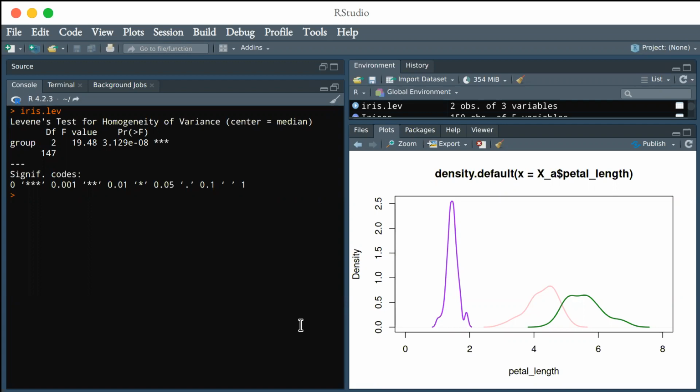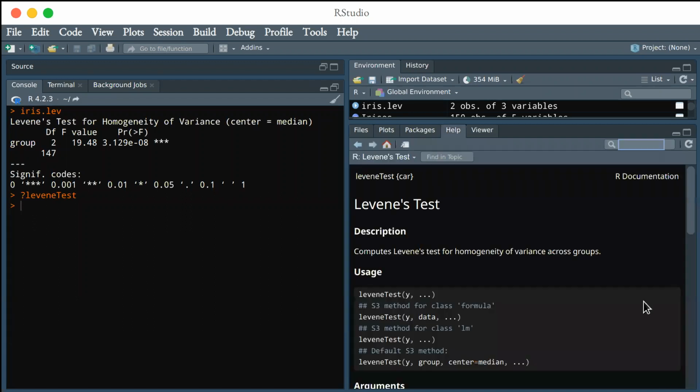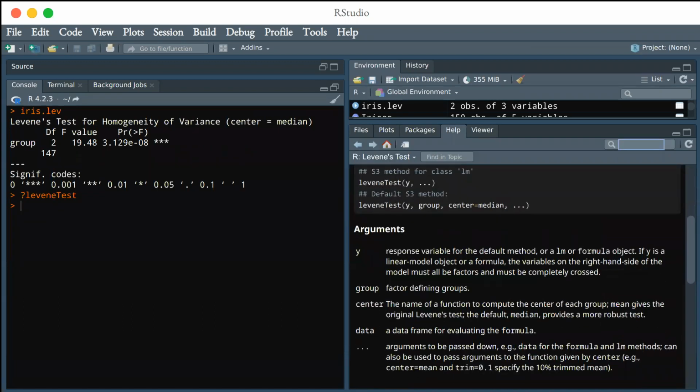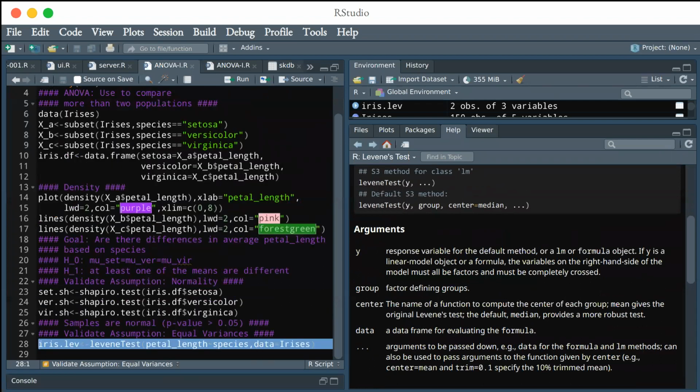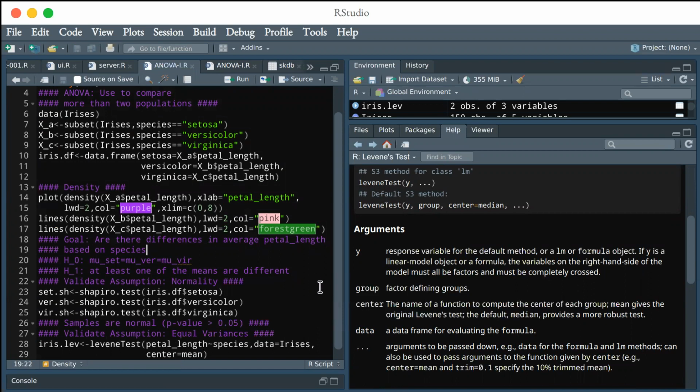And we can change the center. We can use the mean instead. The result is not going to change. Perhaps they used the median because it is a better estimator for the center than the mean.